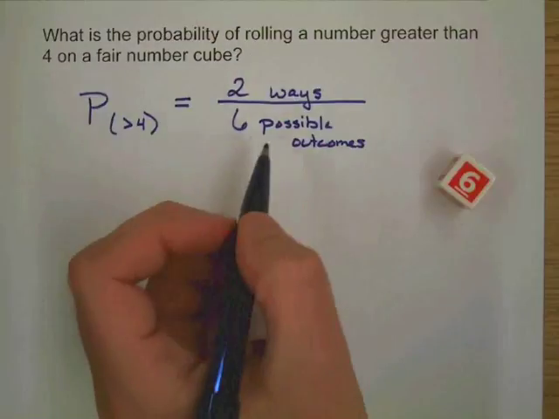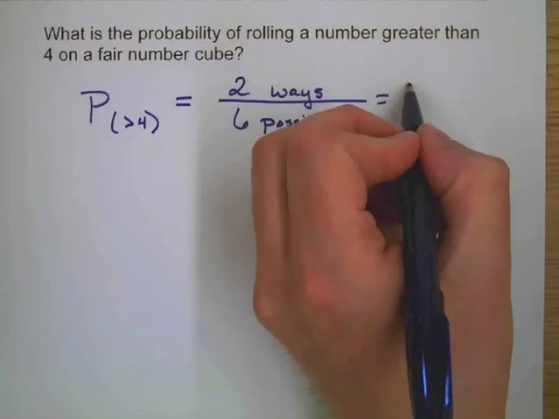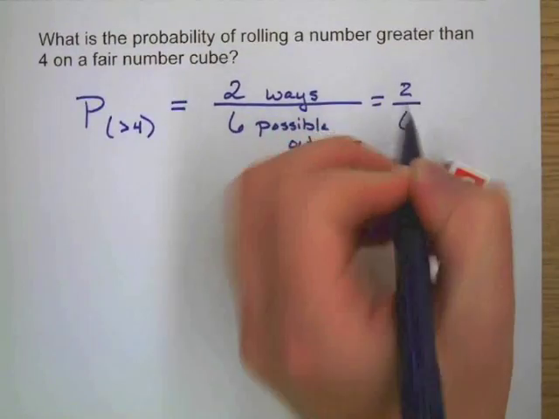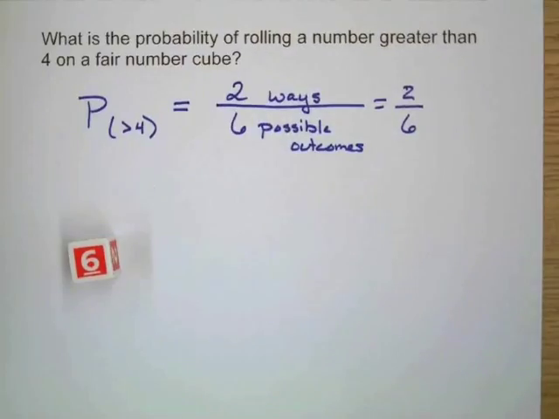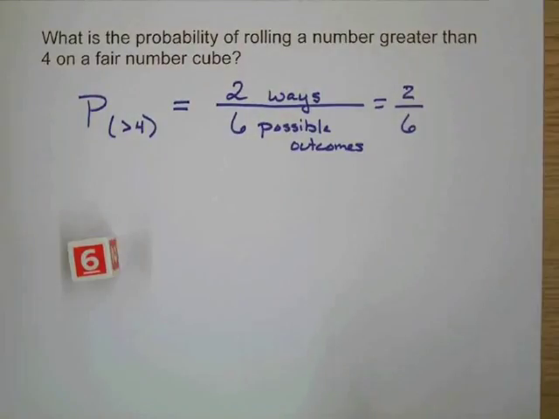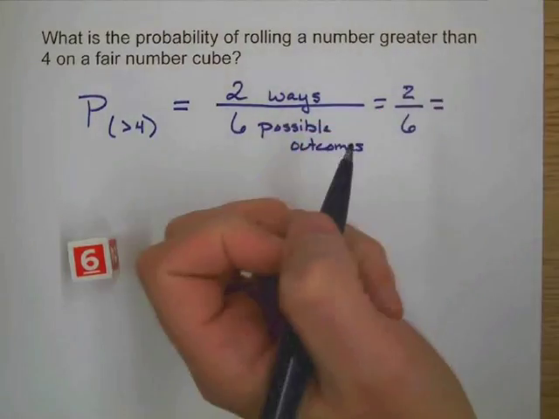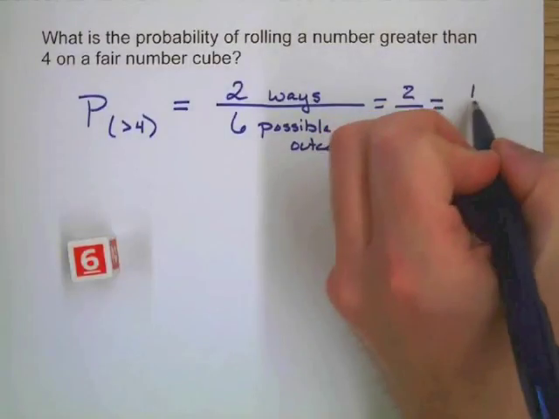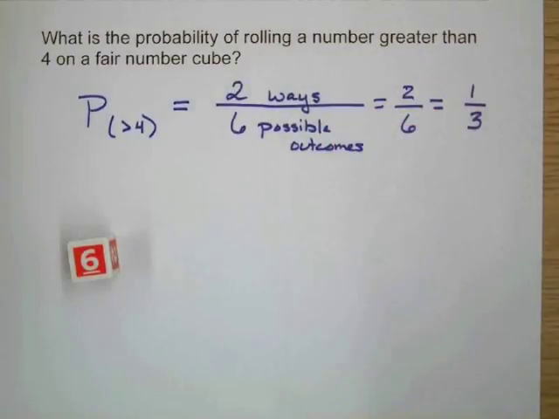So we could say that there's a 2 out of 6 chance that you could land on a number greater than 4, or just like a fraction, we can reduce that down to 1/3, and we would say that there is a 1 in 3 chance, 2 out of 6 chance, or 1 out of 3 chance. Those are equivalent probabilities.